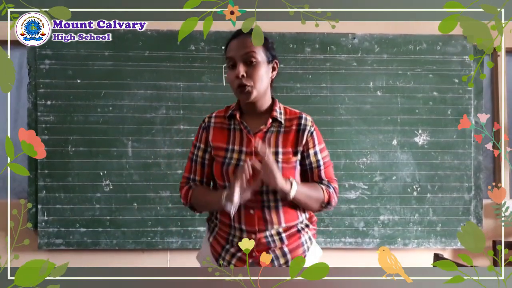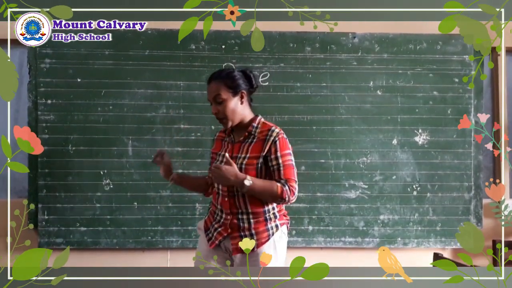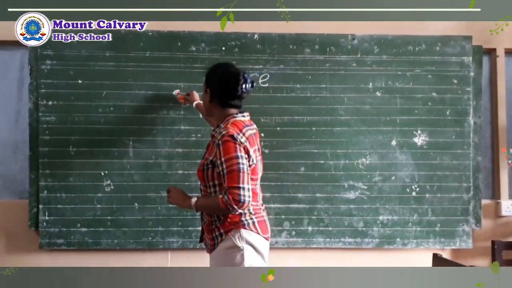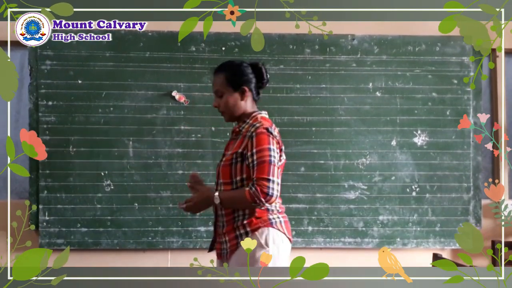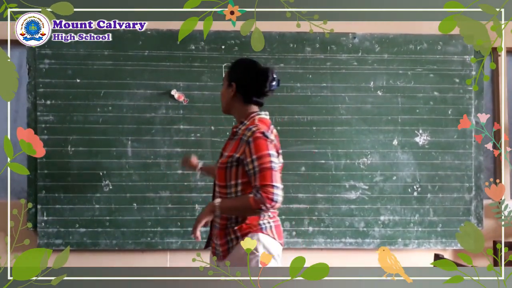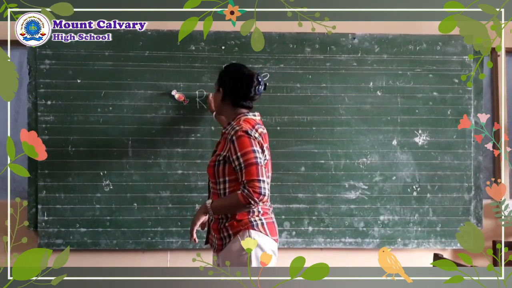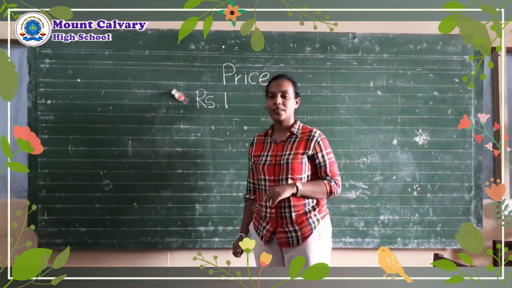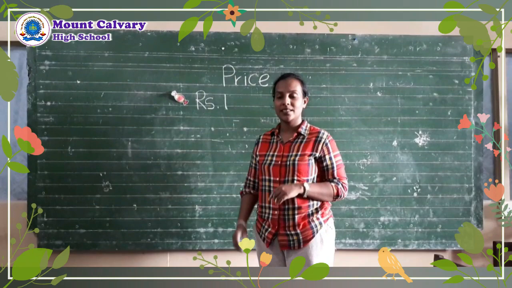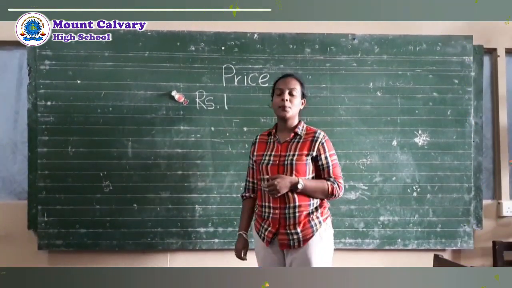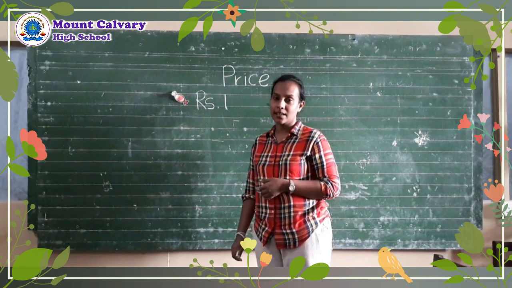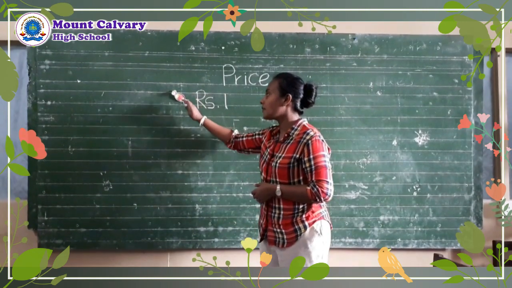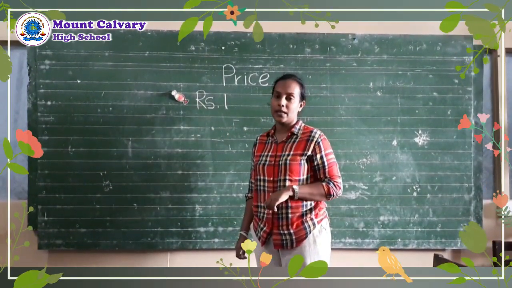Okay, now I'm going to paste some objects on my board, right? Here I have a toffee, right? So I'm going to paste this on the board. And I'm going to mention here the price. This is the standard method to write the price. Rs. 1. That means the price of this toffee is 1 rupee, right?